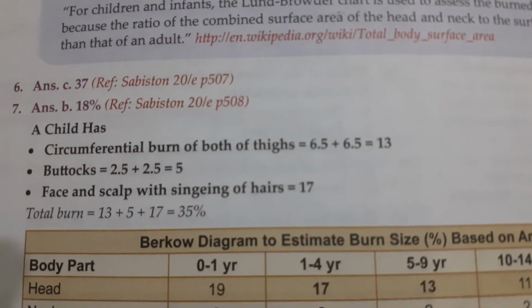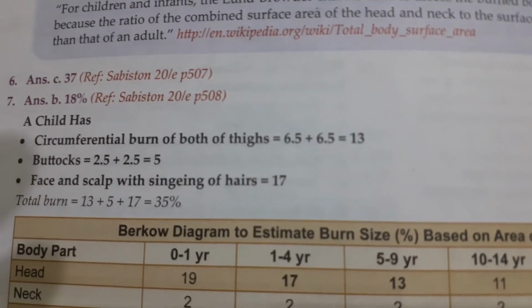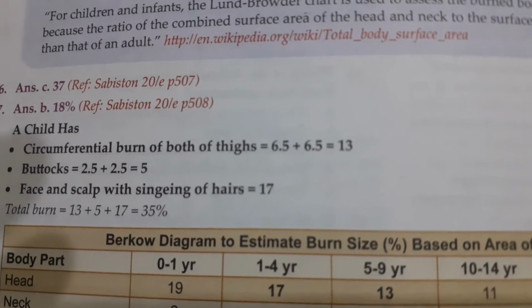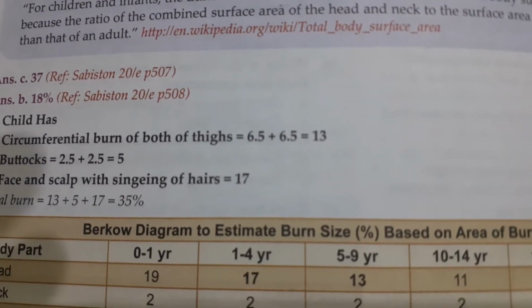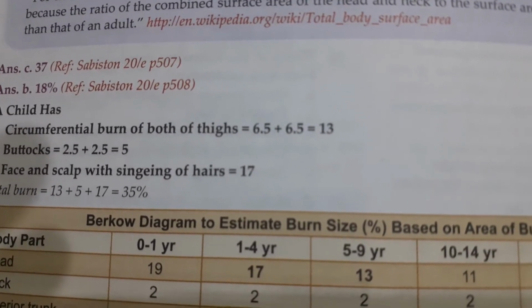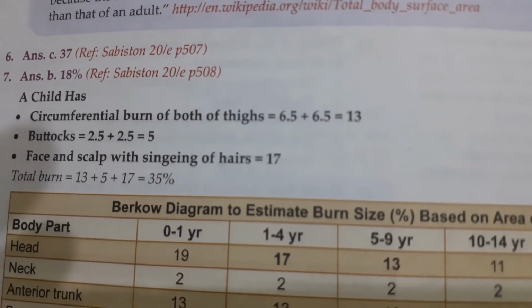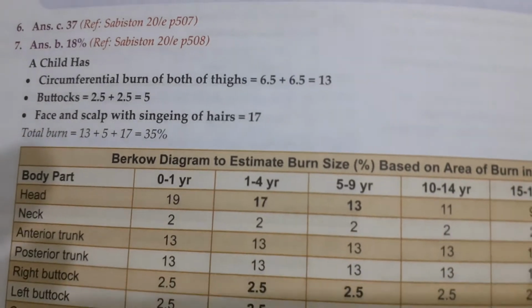A child has circumferential burn of both thighs 13, buttocks 5, face and scalp with singeing of hairs 17. Total burn: 13 plus 5 plus 17, 35.